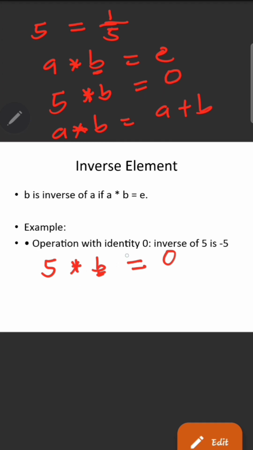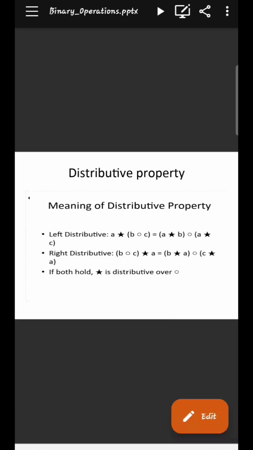So that means 5 plus B equals 0. Then carry this 5 to the other side. B equals what? Minus 5. So the value of B here is minus 5. So minus 5 is the inverse of 5.